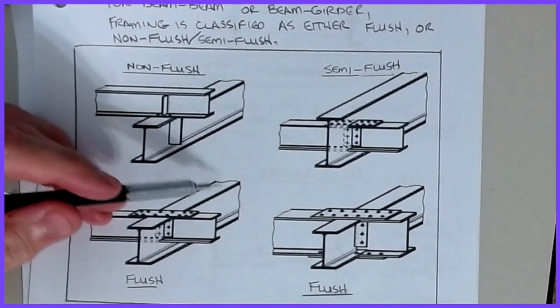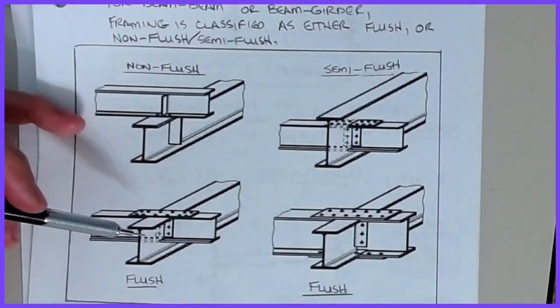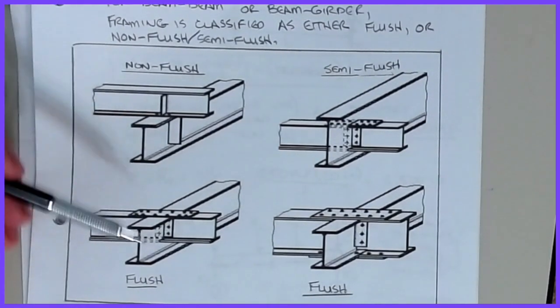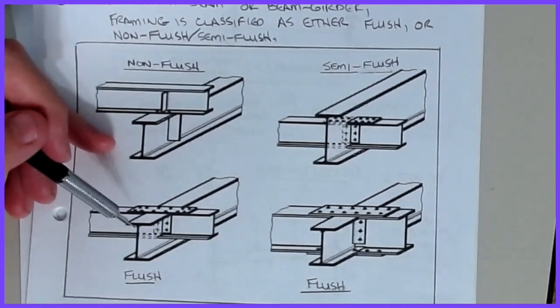So if I pour a slab onto a flush framing system, the girder and the beam both will help contribute to supporting that particular slab.